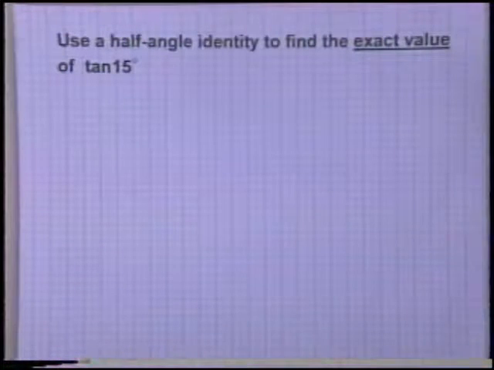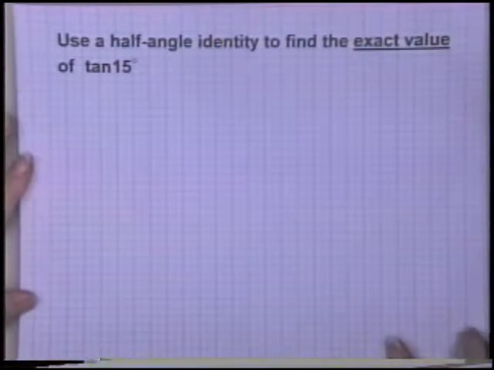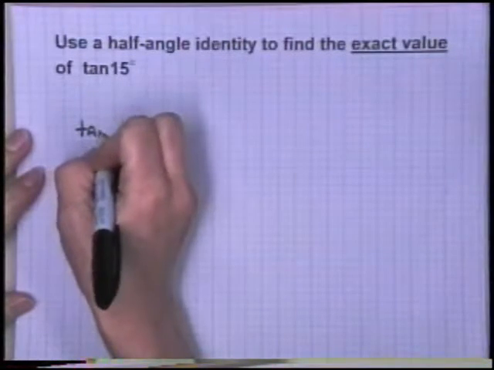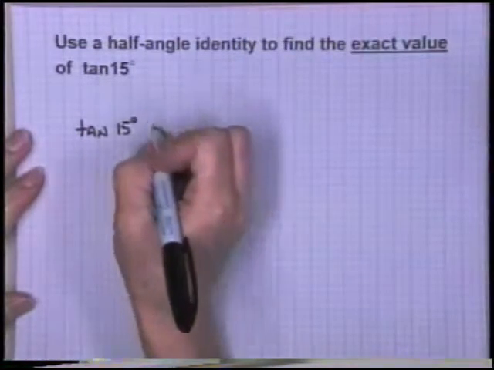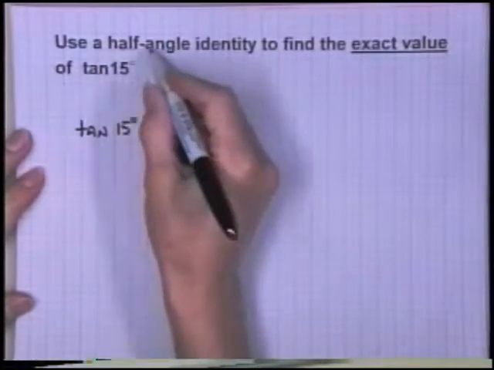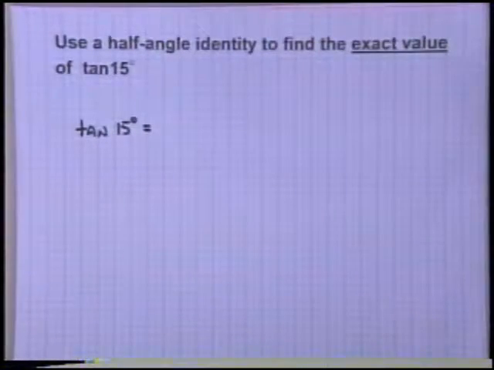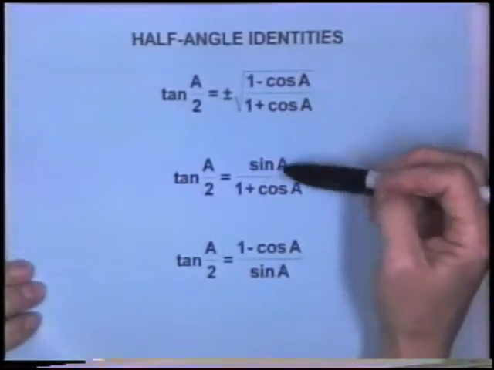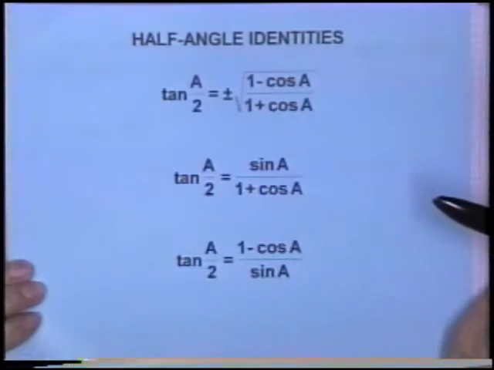This one says to use a half-angle identity to find the exact value of the tangent of 15 degrees. Of course, 15 degrees is not one of our special angles, is it? So I'm wanting the tangent of 15 degrees. Since he said use a half-angle identity, and I'm working with the tangent function, let me slide these back up here. We have a choice of which of these we might want to use.